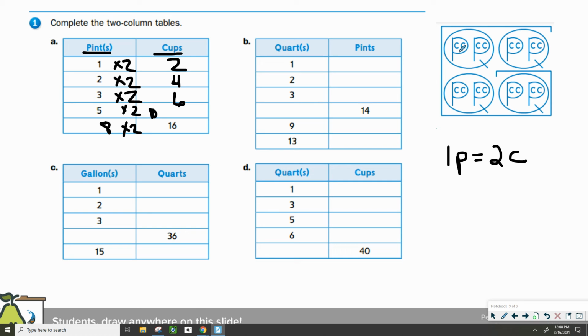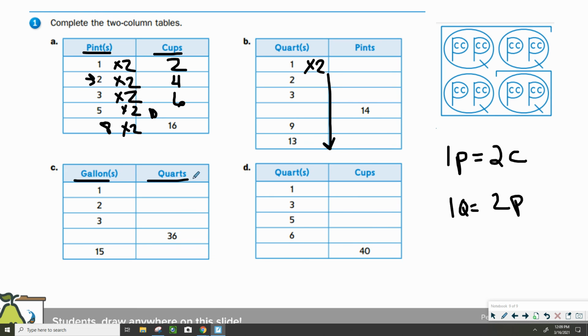You could also come over here and use your picture. So if I'm looking at the P's, if I have 2 P's, let's count how many C's I have inside of that. 1, 2, 3, 4. 2 P's, 4 C's. That's 4 cups. So you can use this to do your conversions and know that if you are going backwards, instead of multiplying, you would be dividing. So let's look at this one. If I'm going from quarts to pints, here's 1 quart. And how many pints is inside 1 quart? 2. So 2 pints. So again, I'm going to be doing times 2 for all of these.